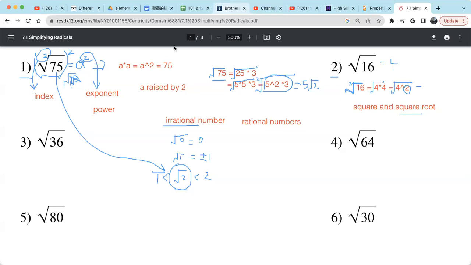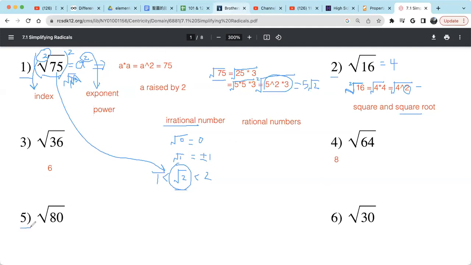So for the same reason, you probably already know, for square root of 36, what's that? It equals 6. Right? Because 6 squared is 36. Same reason for square root of 64. Tell me what's that? Yes, 8. Because 8 squared is 64.